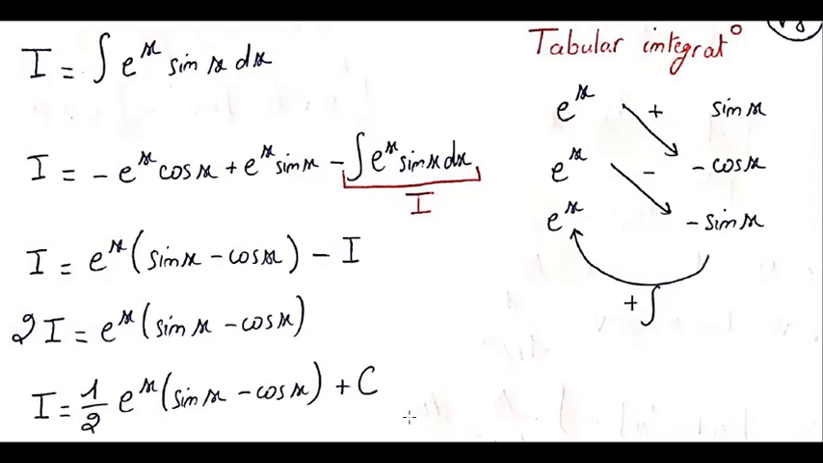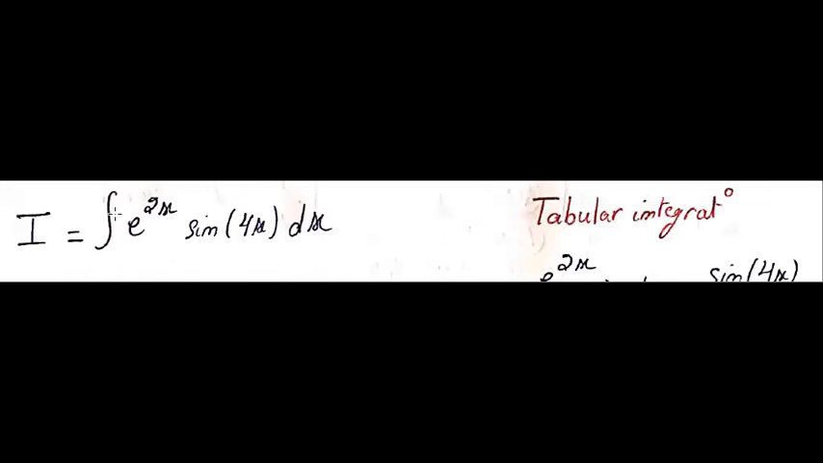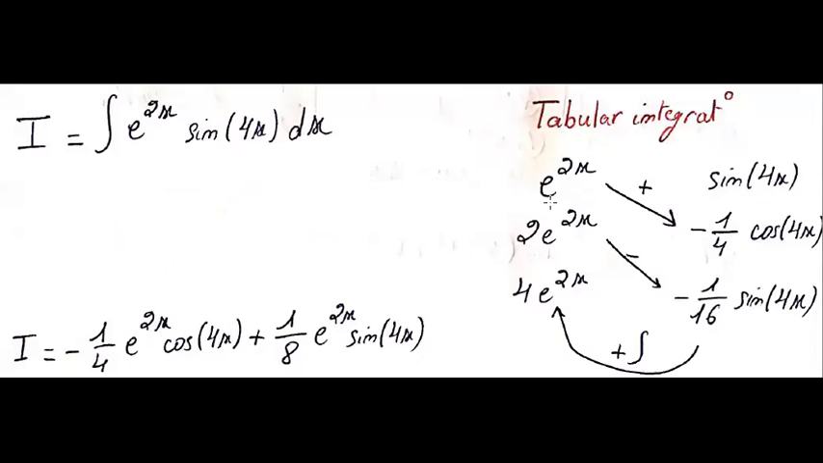Now, let's do another example, which is a bit more complicated, which is the integral of e^(2x) sine 4x. So we are going to use the same version of tabular integration we just used earlier, where we put e^(2x) on the left and we derive twice. The derivative of e^(2x) is 2e^(2x), and we derive again, so we get 4e^(2x). And on the right, we put sine 4x and we integrate twice.